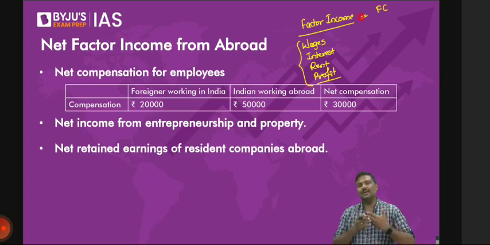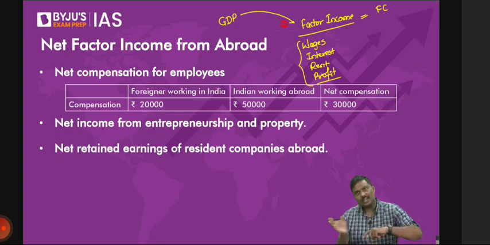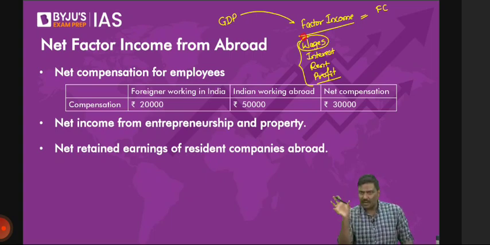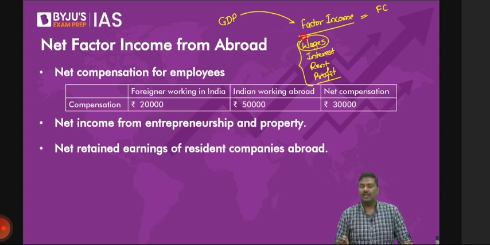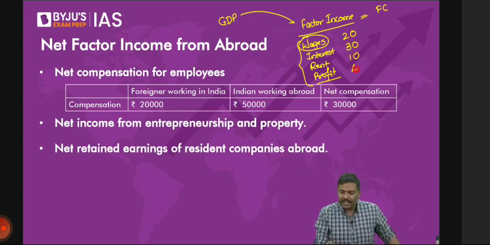We already established it. So the argument is, when I calculated GDP, gross domestic product, all the factor incomes which are generated in India are counted. Now let me focus on one of them. Let's say wages. Imagine this is how you have calculated. Follow the calculation. Wages in India are 20 rupees. Interest is 30. Rent is 10. And profit is, let's say, 40. Simple numbers so that you understand it.